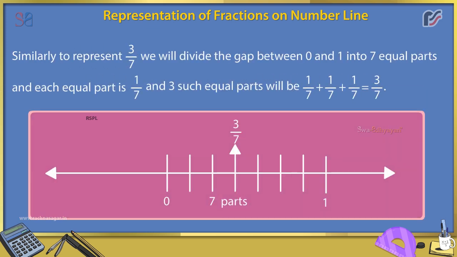Similarly, to represent 3 by 7, we will divide the gap between 0 and 1 into 7 equal parts, and each equal part is 1 by 7, and 3 such equal parts will be 1 by 7 plus 1 by 7 plus 1 by 7, which is equal to 3 by 7.